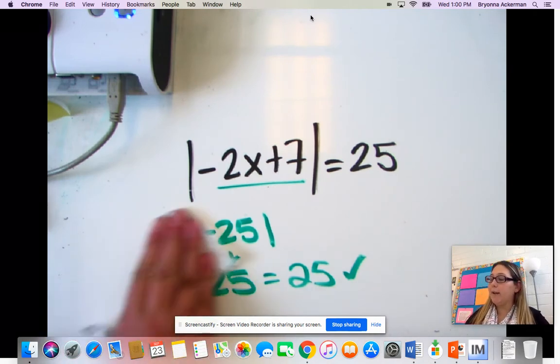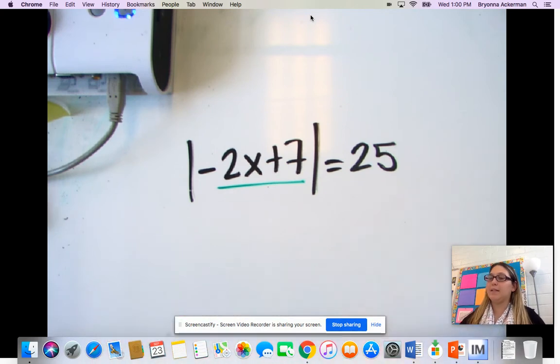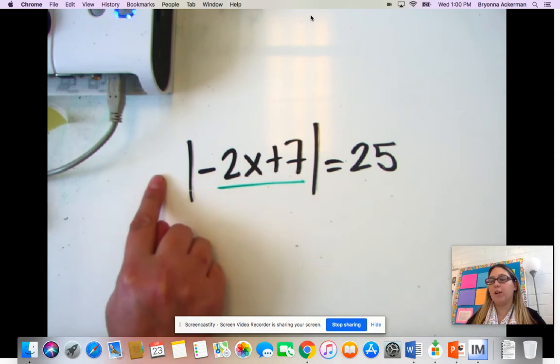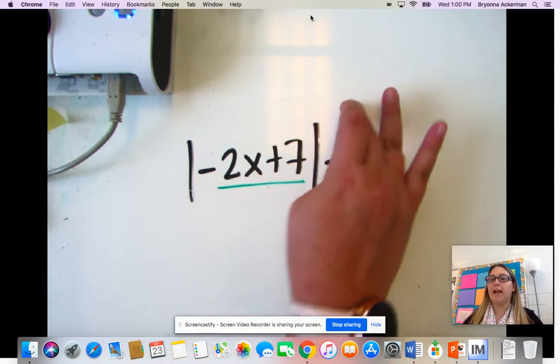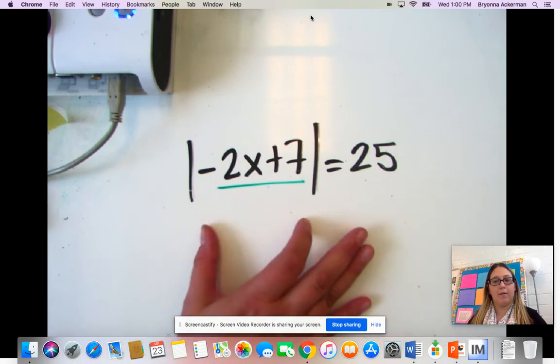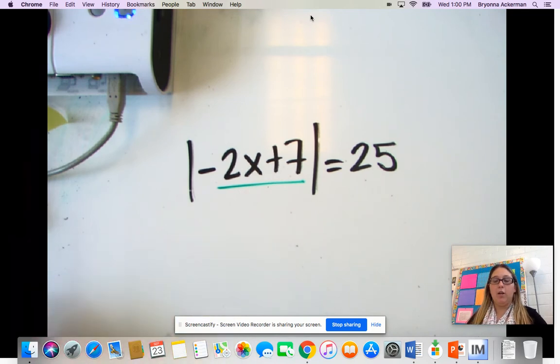So step one is to make sure that the absolute value is by itself on one side, meaning there's nothing attached to it. There's no multiplication over here. There's no extra numbers on the outside. So in this case, it is set up where the absolute value is by itself. So step one is good. Step two is to set up the two cases.